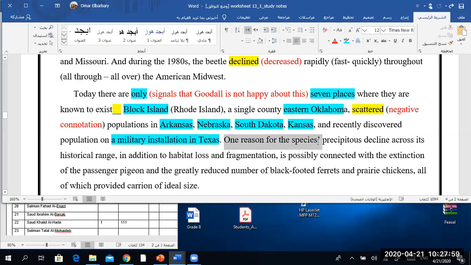One reason for the species' precipitous decline across its historical range, in addition to habitat loss, the fragmentation is possibly connected with the extinction of the passenger pigeons.